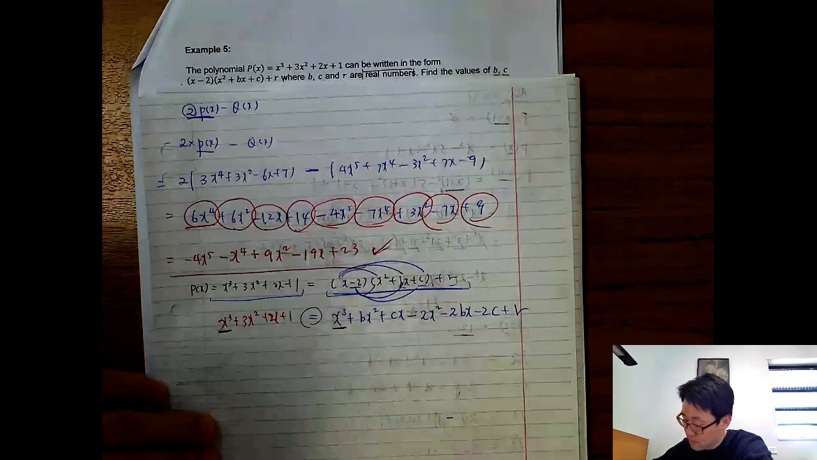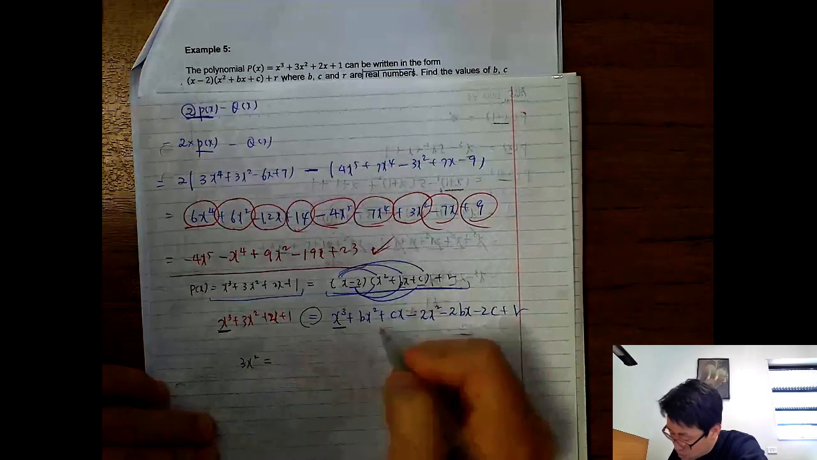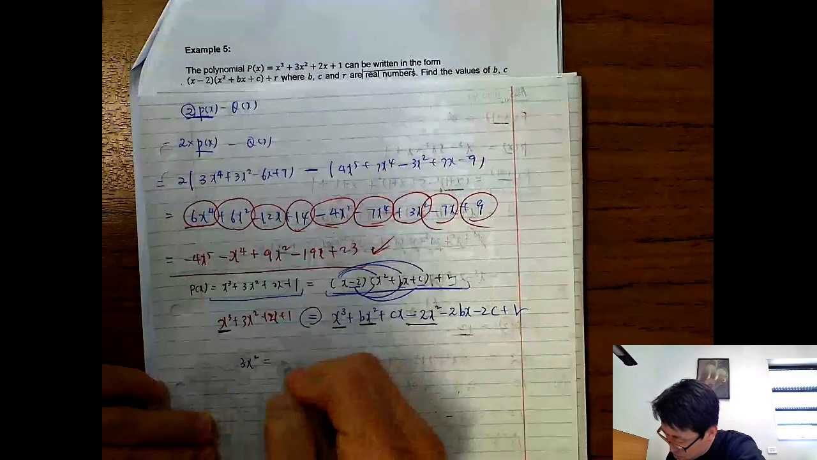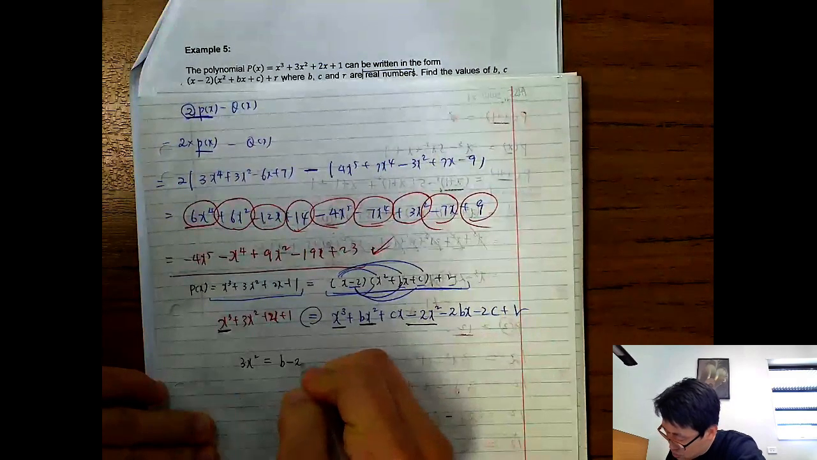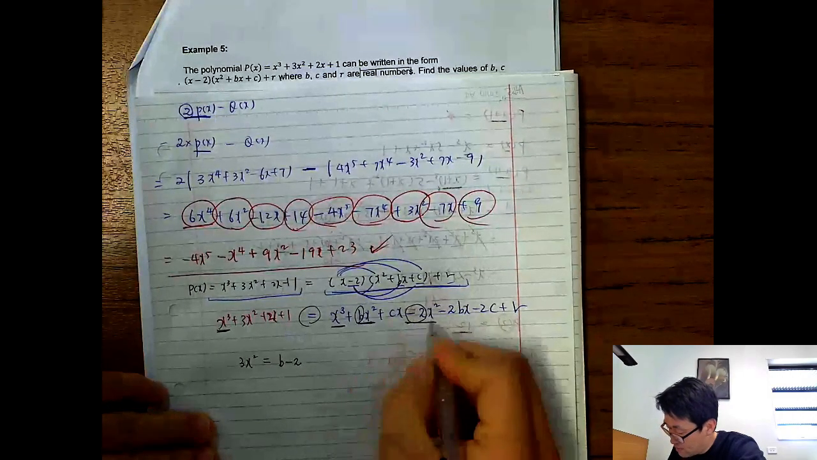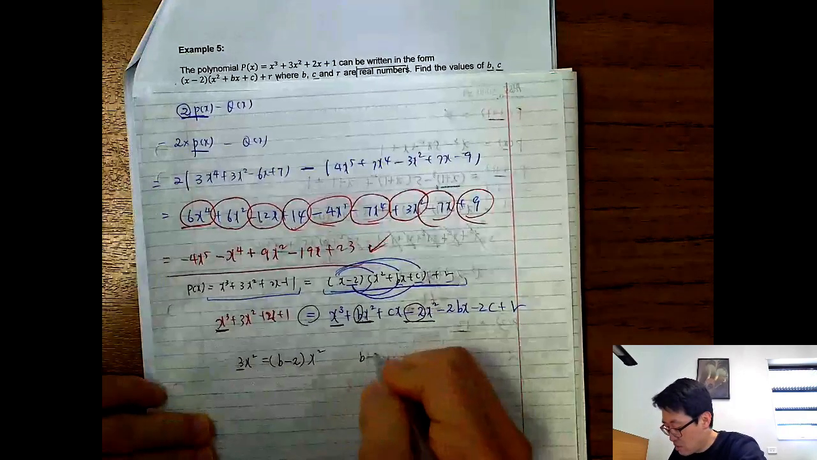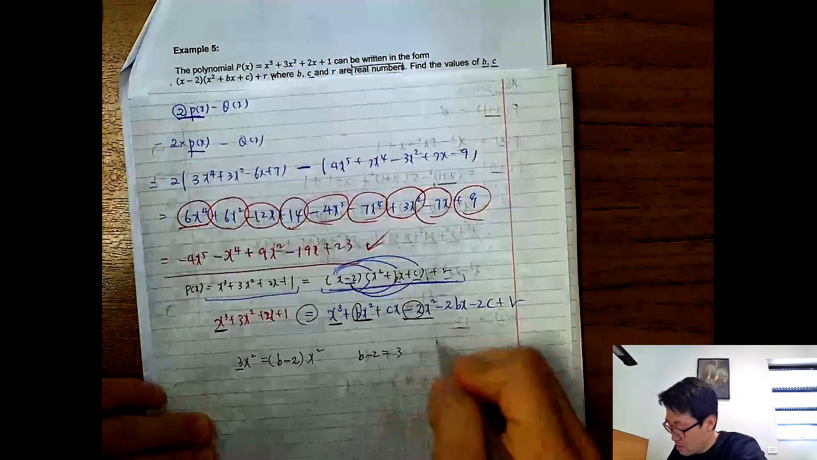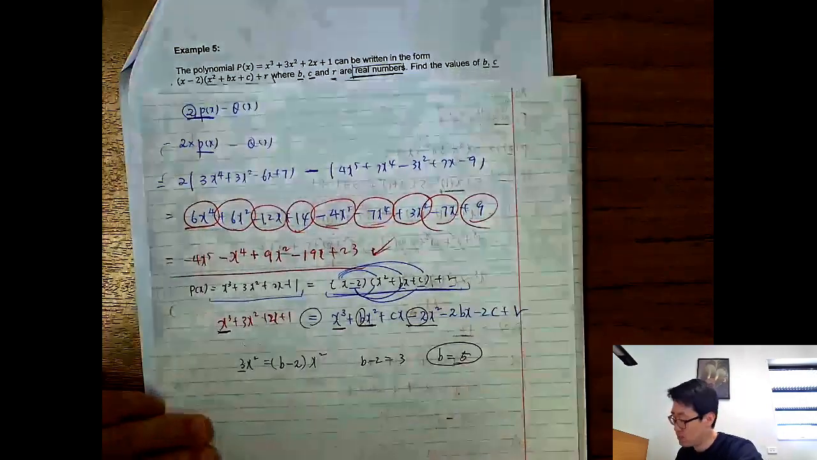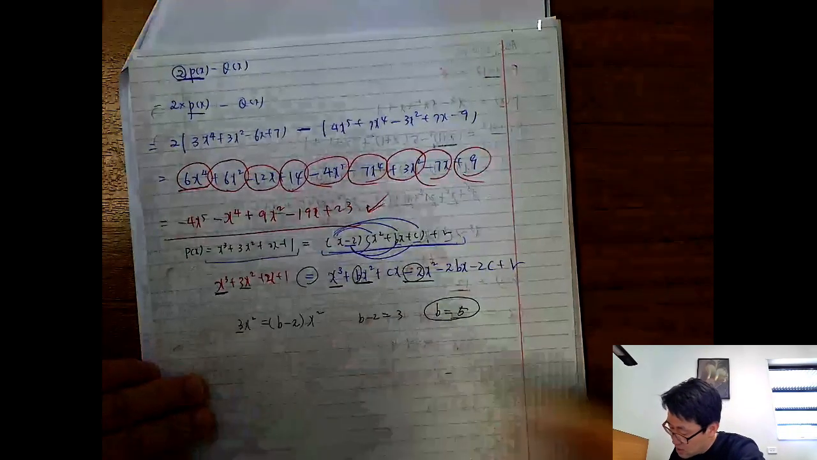It's correct. And next one, 3x squared equals any x squared? Yep, this and that. So, b minus 2 times x squared equals 3, isn't it? So, b minus 2 is 3. b equals 5. Good. Done it.